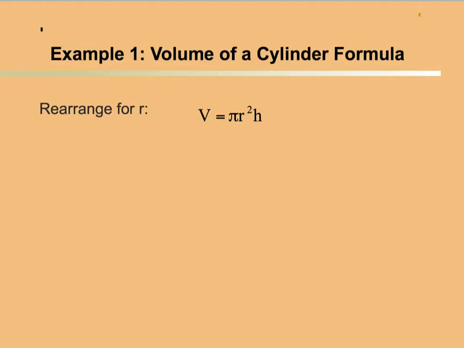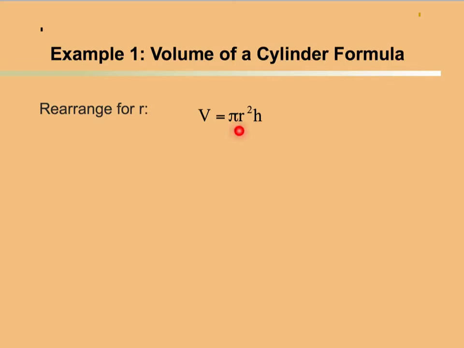For the first example, we will look at the formula for the volume of a cylinder. The formula has several variables. There's volume, radius, and height. We're going to rearrange this formula for the radius so that instead of volume equals, it will be rewritten to say radius equals.